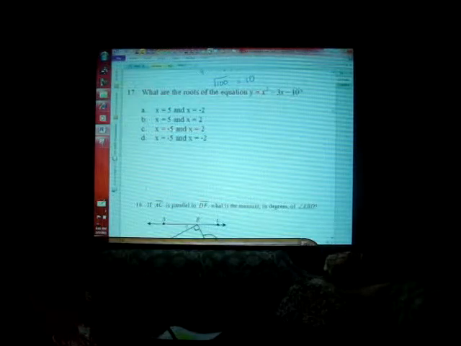Alright, so problem number 17. What are the roots of the equation y equals x squared minus 3x minus 10? First of all, I want to talk about the highest exponent. The highest exponent is 2, which indicates there should be 2 roots.